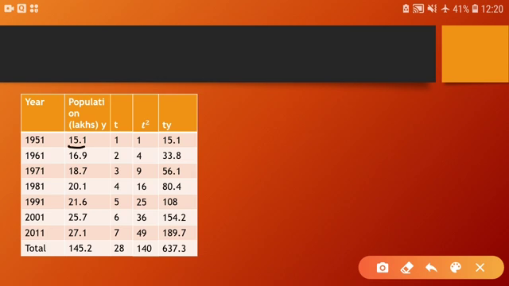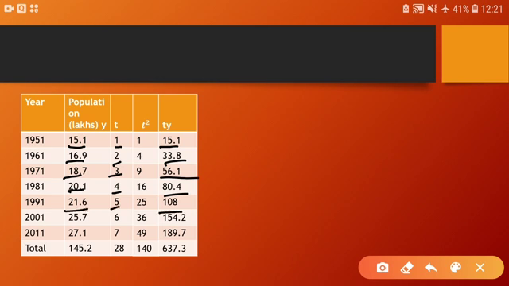15.1 into 1, 15.1. 16.9 into 2, 33.8. 18.7, you take your calculator and book or pen with you. Into 3 is 56.1. 20.1 into 4 is 80.4.